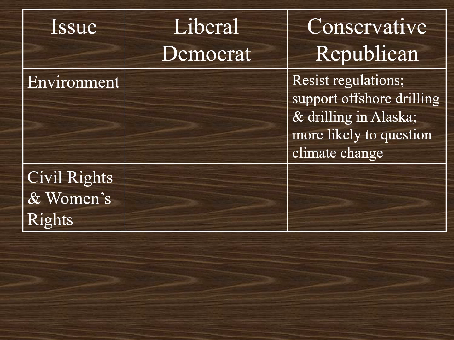Conservative Republicans would argue that increased regulations dealing with the environment would place an undue burden on businesses and would resist those regulations. They would support expanded drilling in Alaska and in areas like the Gulf of Mexico, drilling for oil. They would also be more likely to question human impact on climate change.